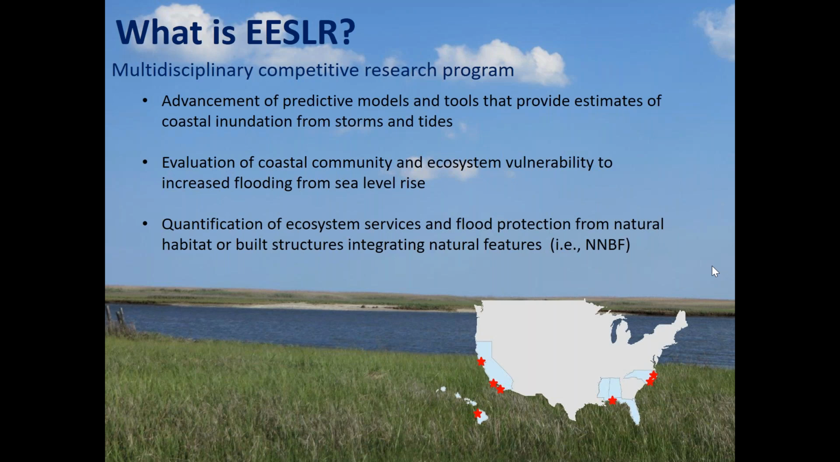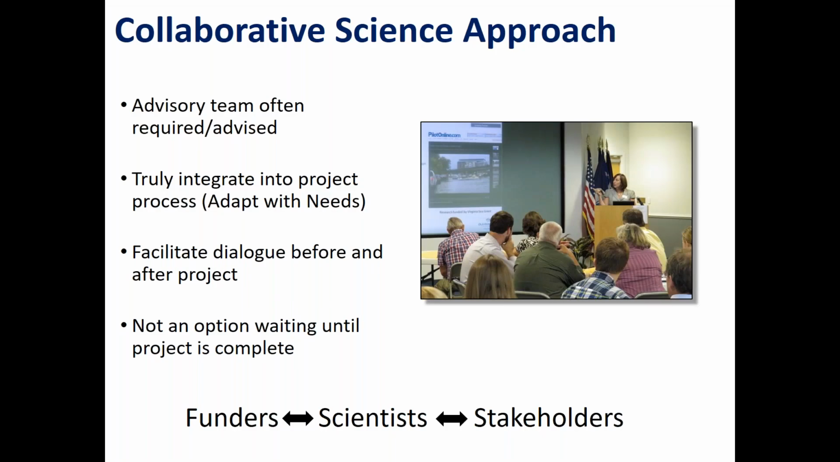One is advancing predictive tools and models that really predict inundation on the landscape in the future given sea level rise conditions. And we're focused on both inundation or flooding from storms or tides, high level tide and that kind of thing. Second objective is really evaluating the coastal community and ecosystem vulnerability to increased flooding because of sea level rise. And then finally, really a priority we spent a lot more time on lately is understanding what natural habitats and restoration projects that involve natural features provide in terms of both storm flood protection and also other benefits.